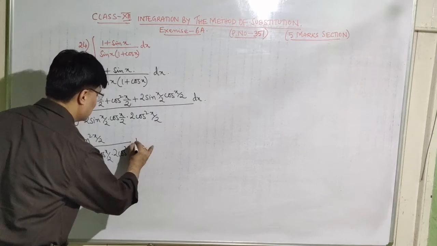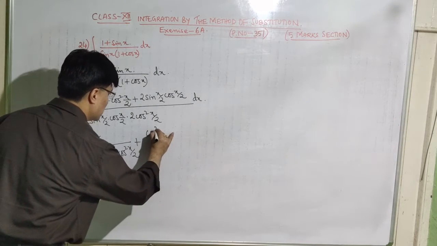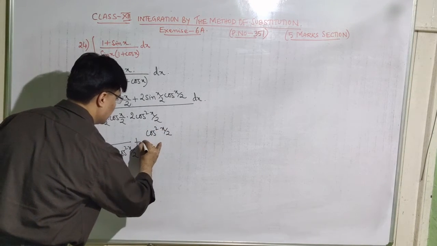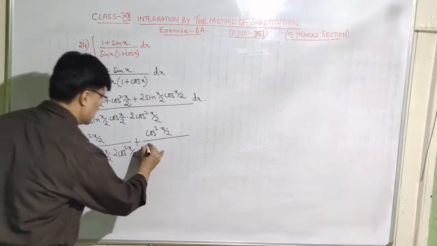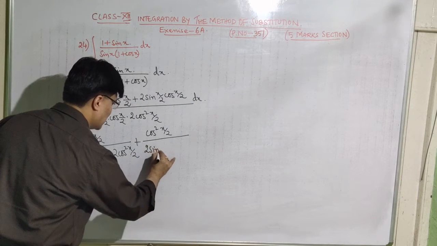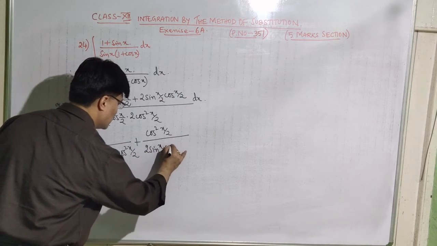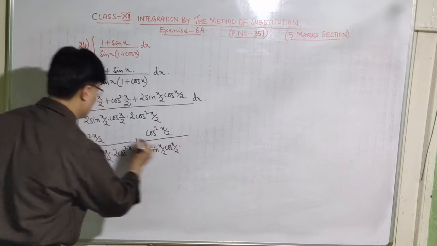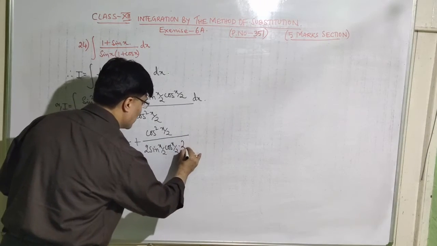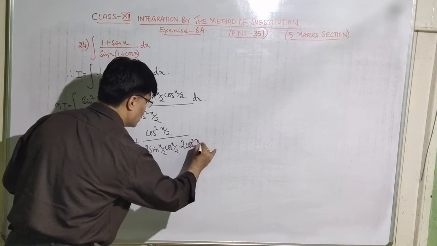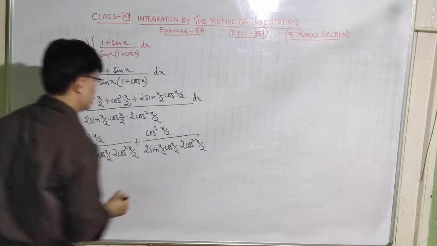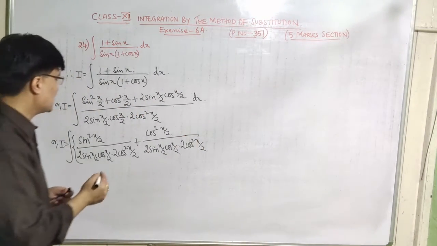Plus, what is the second term? Plus cos square x by 2 divided by, here it is 2 sin x by 2 cos x by 2 into 2 cos square x by 2. Then what is the last term?